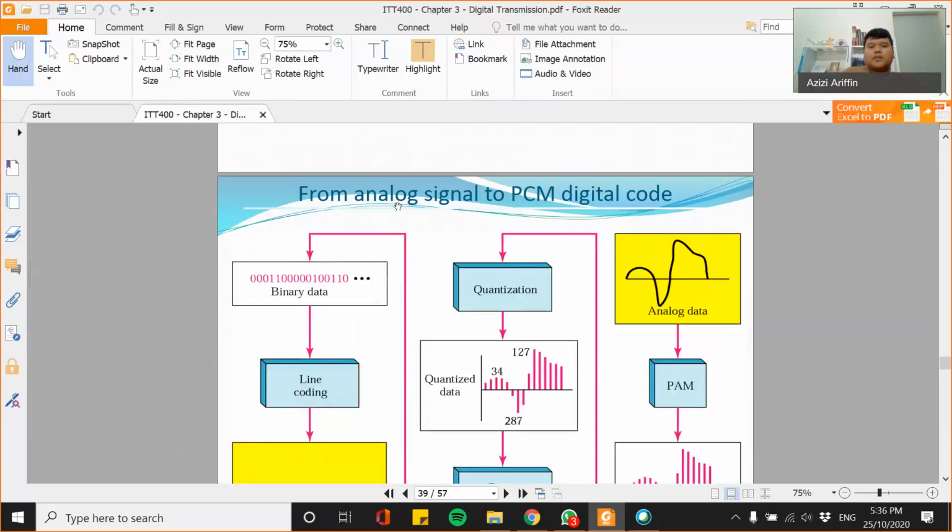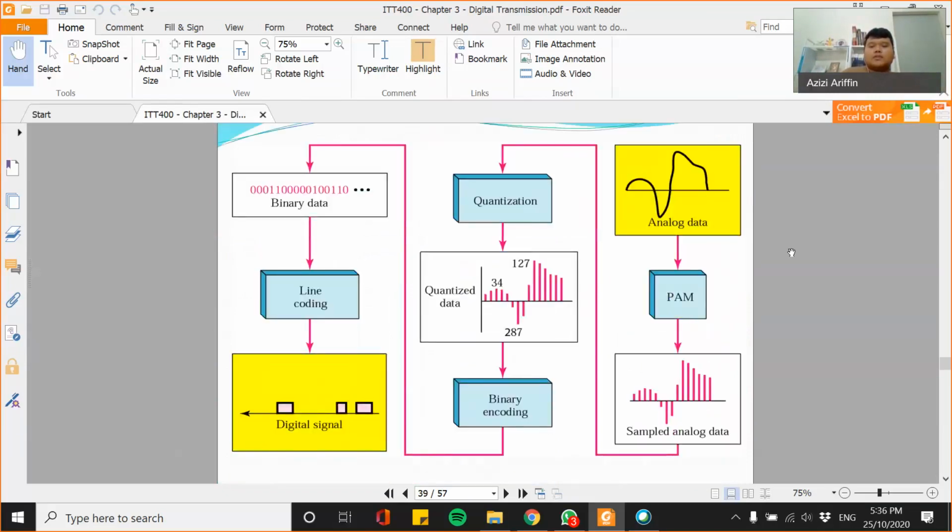So for an analog signal to PCM data code, first we have the analog signal. First we use PAM, pulse amplitude modulation, and we get its values here, and we quantize, and we get this. After that we turn it into binary encoding. When we get binary data, then we use line coding, Manchester or whichever, to represent the digital data in digital signals. Okay.